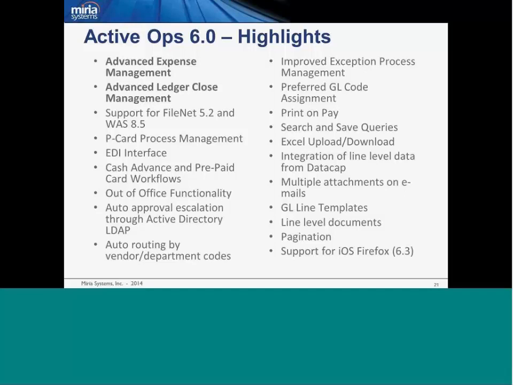There's many other functions here, and I'll kind of hit some of the highlights without reading everything. But we've improved the exception process management. We have preferred GL code assignment so that if you've got a long general ledger accounting code list and you have some that you use a lot, we can filter that for you much quicker. You have the ability to search and run your queries as you always have, but now you have the ability to save searches that you repeat and bring that up.